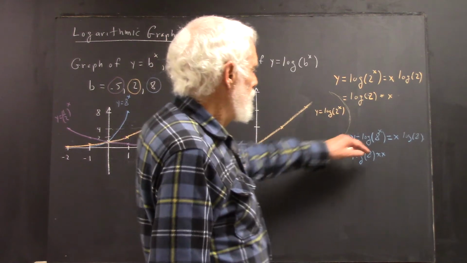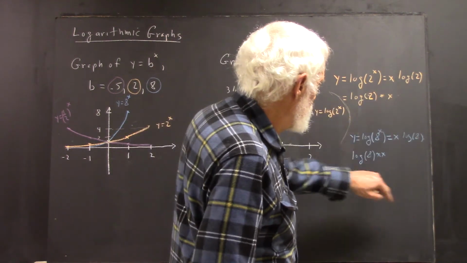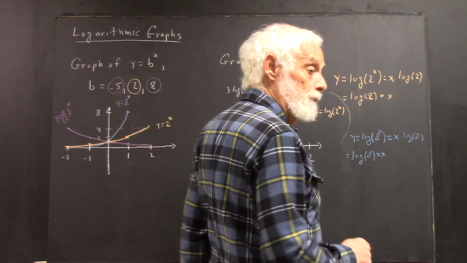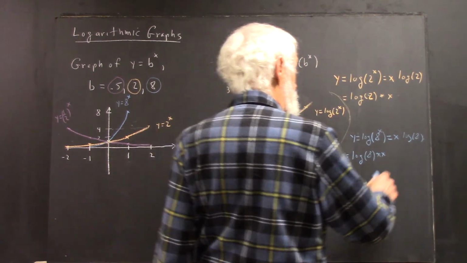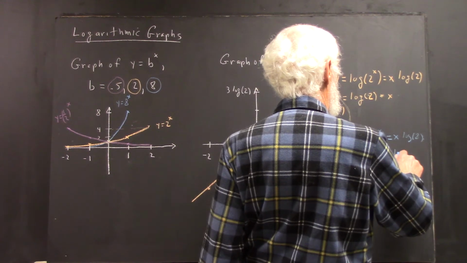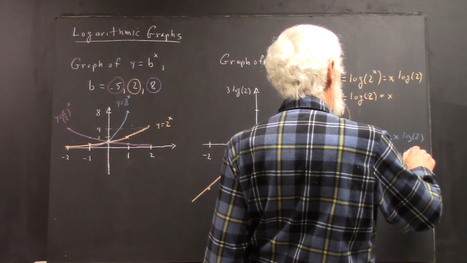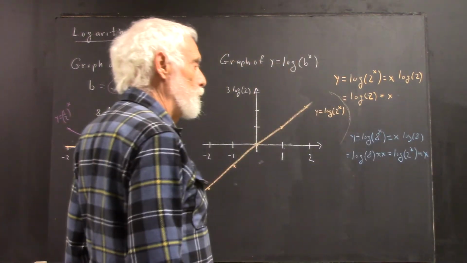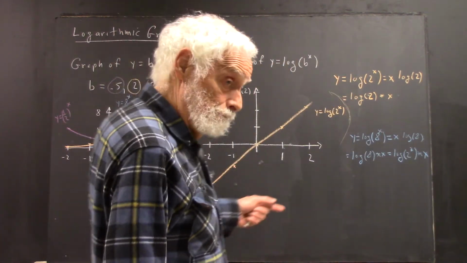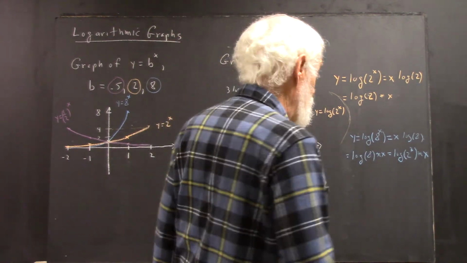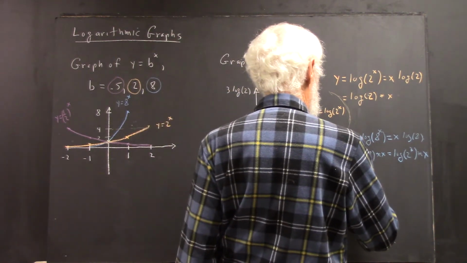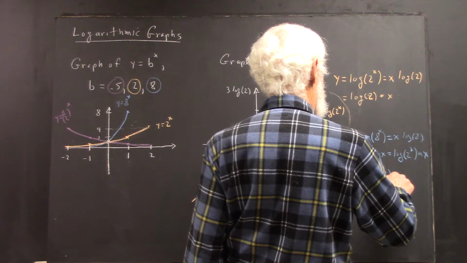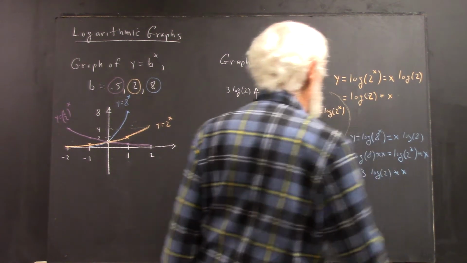Y equals log of 8 to the x is x log of 8, which we could write as log of 8 times x. Well, the log of 8 is the log of 2 to the 3rd, because 8 is 2 to the 3rd, and the log of 2 to the 3rd, by the rules for logarithms, is 3 log of 2.